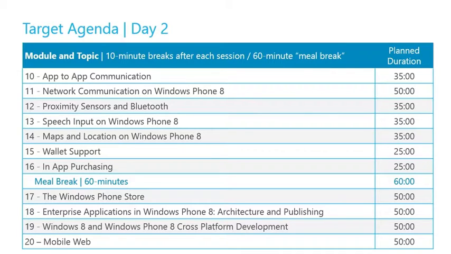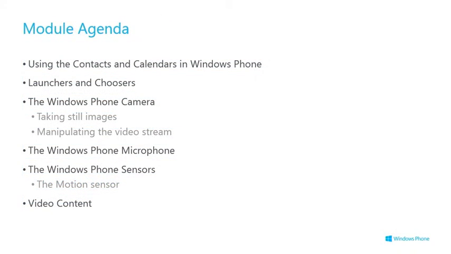Okay. So, phone resources. In this module, we're going to look at using the contacts and the calendars in Windows Phone, launchers and choosers, of which there are many, to actually launch into first-party app experiences, and quite a lot about the Windows Phone camera. Not very much about the microphone, and then we're going to talk about the Windows Phone sensors. Going to focus in that one on the new Windows Runtime APIs, because we've got a lot of commonality with Windows 8 for that one. And very brief mention of video at the end. So a bunch of stuff in there and some fun demos.